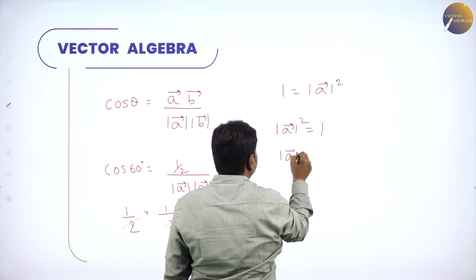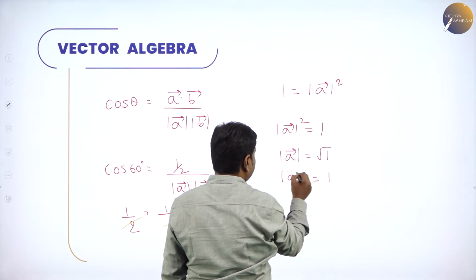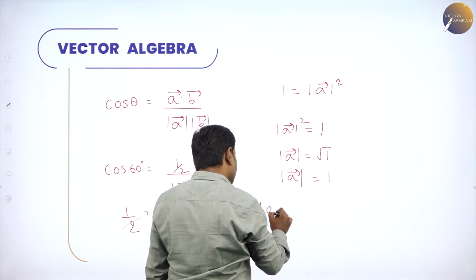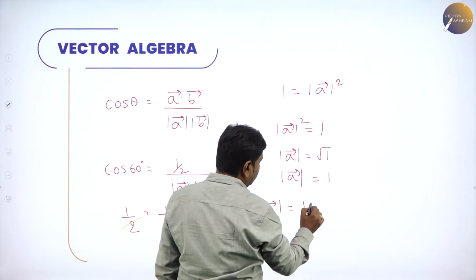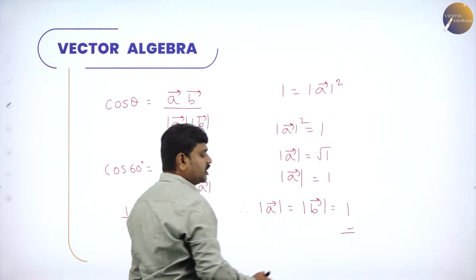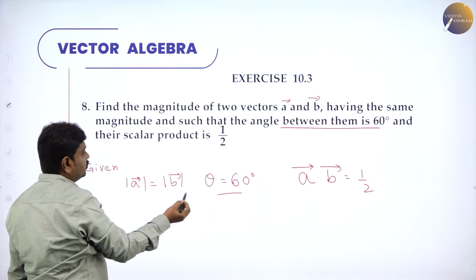Magnitude A is root 1, and magnitude of a vector is always positive. You can't take plus or minus. So therefore, they want magnitude A value and magnitude B value, which is the same. They give 1. They wanted to find magnitudes, you got the magnitudes. Both are 1 each. So cos theta, theta they give 60 degrees.